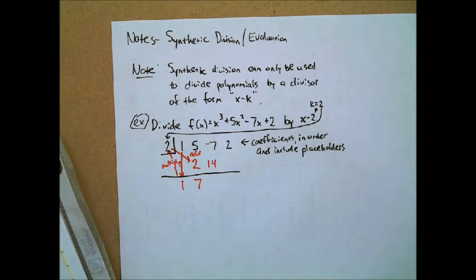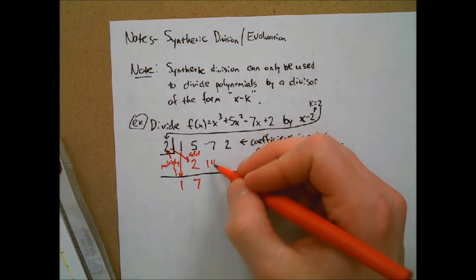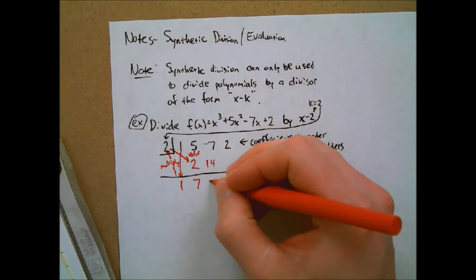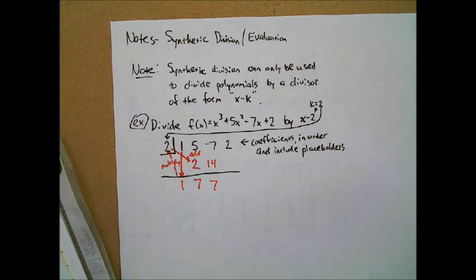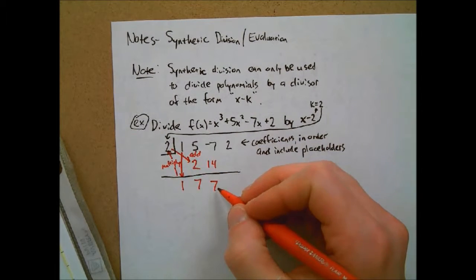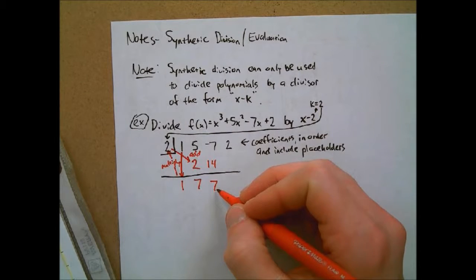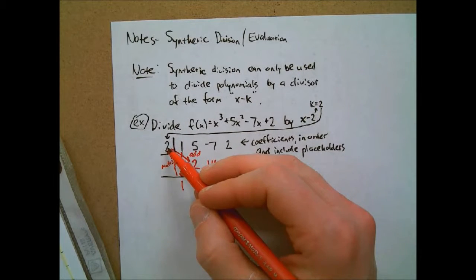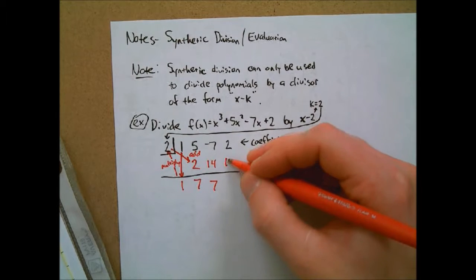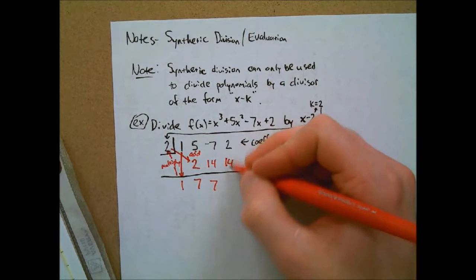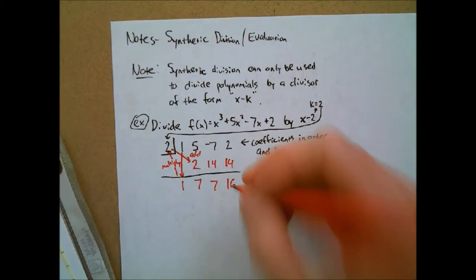Okay, and we add 14 and negative 7, 7 again. And then what should we do with this 7? Times 2 again. You're right. 7 times 2, 14. Okay, and then we're going to add again. 2 plus 14, 16.